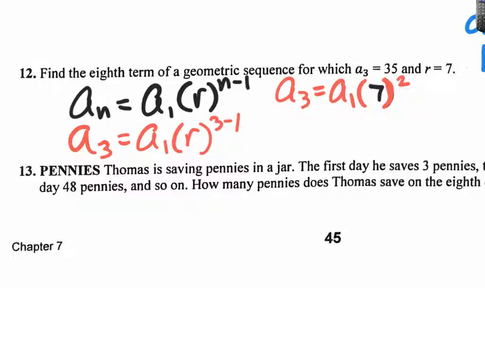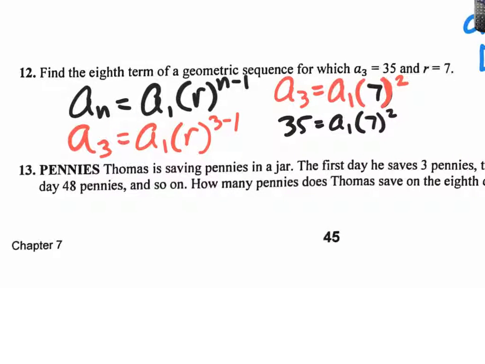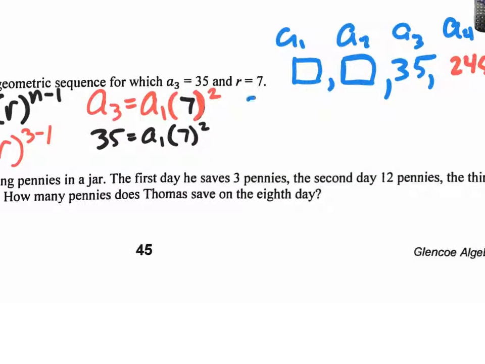Okay, I have an equation, but the problem is I can't even solve for a sub 1 yet, because do I know a sub 3? I actually do. What is a sub 3? 35. So let's take that 35 and plug it right in there. We're going to have 35 equals a sub 1 times 7 to the second power. So we're plugging in everything that they gave us to find out what we don't know. 7 squared is what? 49. So you really have 35 equals a sub 1 times 49. So you could rewrite this as 35 equals 49 a sub 1.